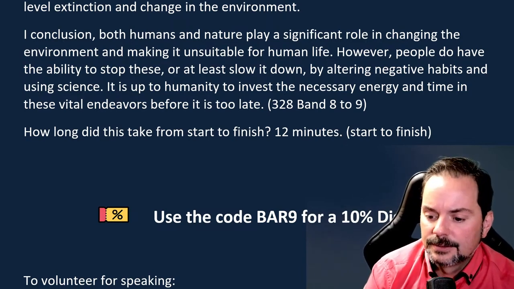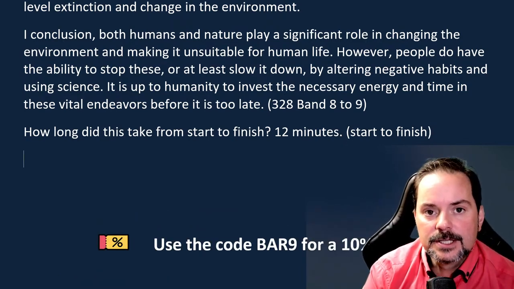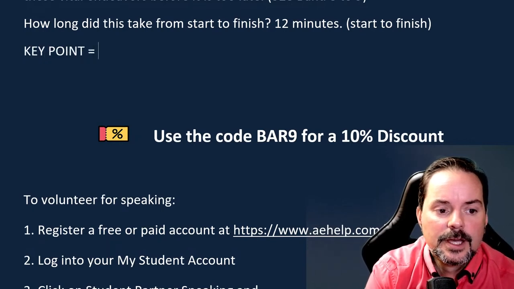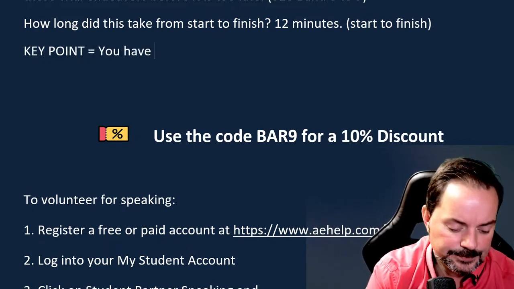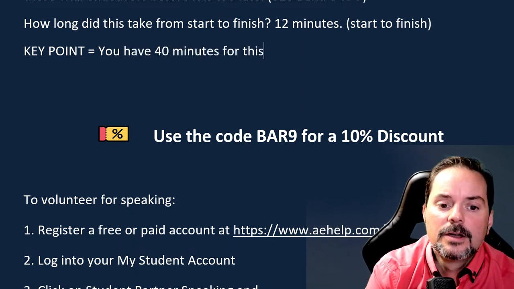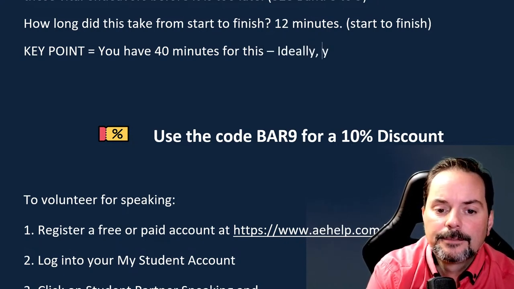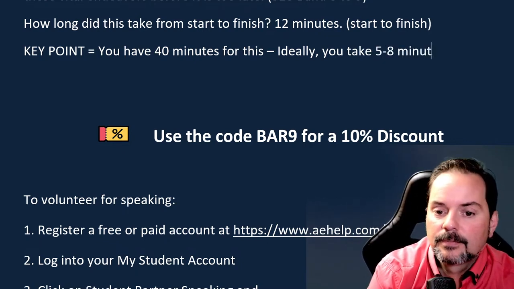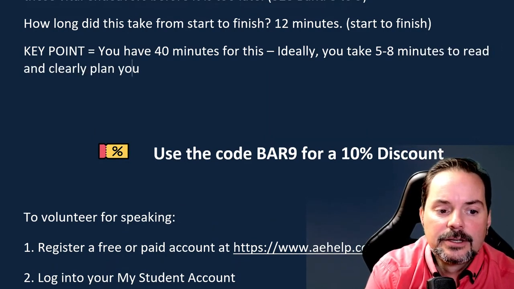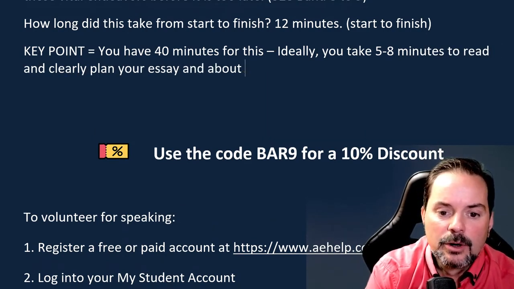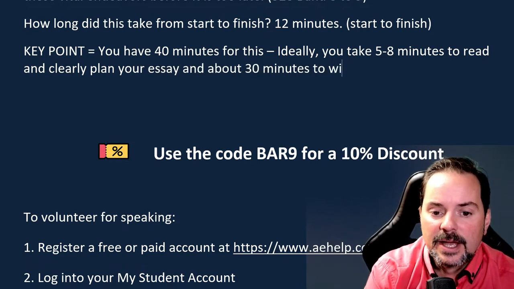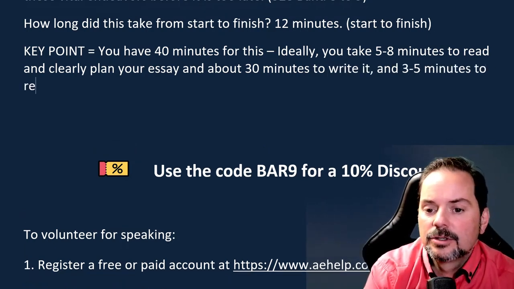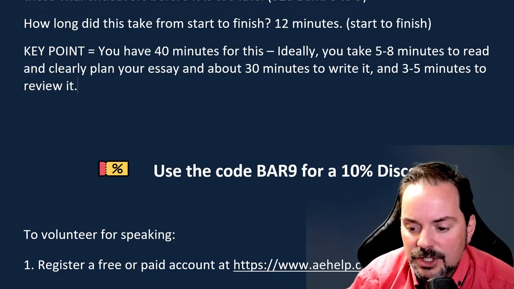Why is that important? Okay, because you have 40 minutes. All right, so think about this. This is the point here. Okay, key point. You have 40 minutes for this. Ideally, you take about 5 to 8 minutes to read and clearly plan your essay, and about 30 minutes to write it, and 3 to 5 minutes to review it. Okay, that's the right strategy.